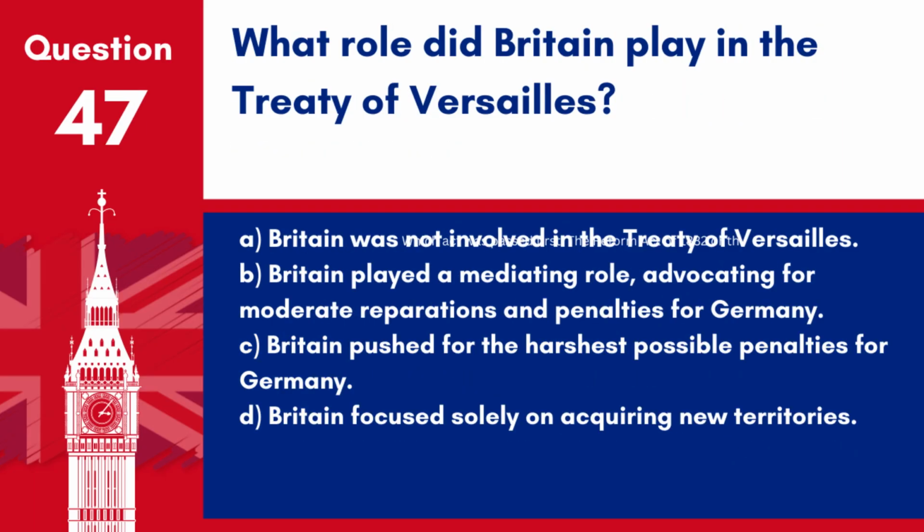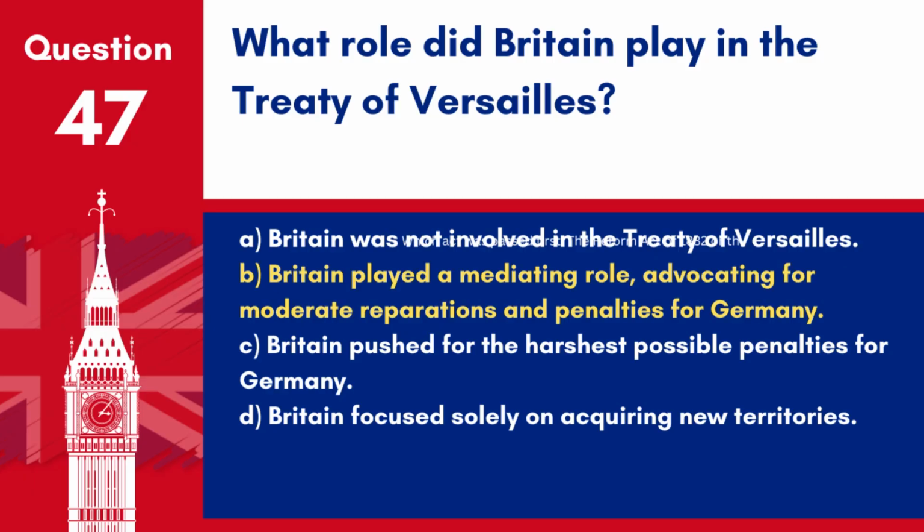Question 47. What role did Britain play in the Treaty of Versailles? A. Britain was not involved in the Treaty of Versailles. B. Britain played a mediating role, advocating for moderate reparations and penalties for Germany. C. Britain pushed for the harshest possible penalties for Germany. D. Britain focused solely on acquiring new territories.